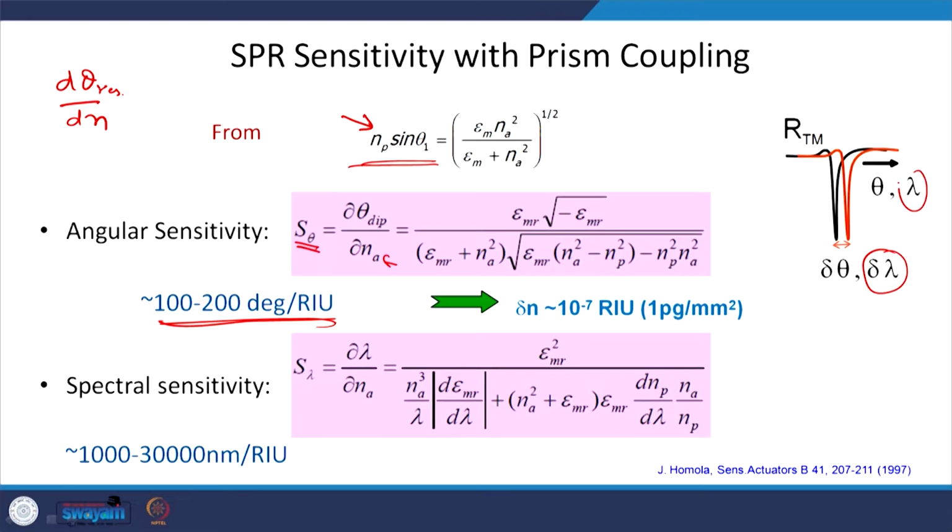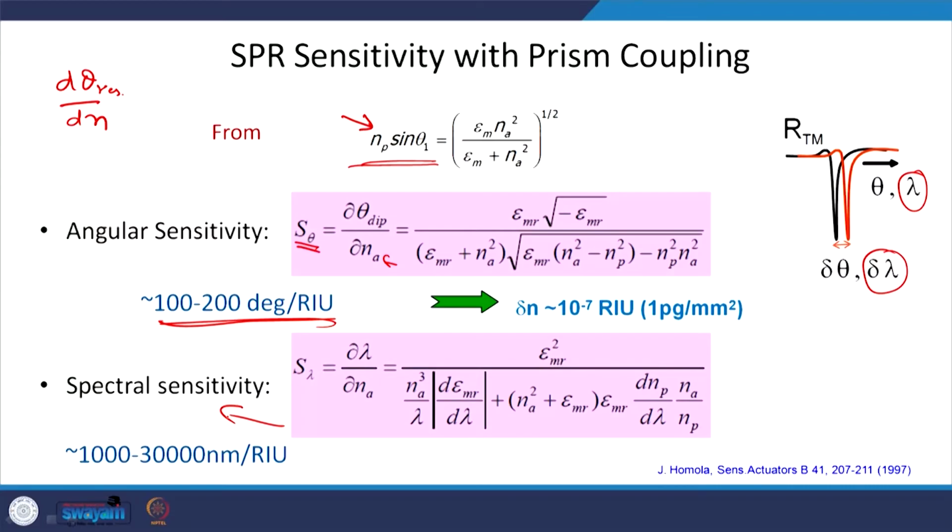Another way of doing that was measuring the change in lambda resonance. So, you calculate the spectral sensitivity, d lambda by dNa, and you end up with this relation, and the sensitivity comes about 30,000 nanometer per RIU, an unprecedented sensitivity. You can go to 10 to power minus 7, 10 to power minus 8, the 7th or 8th decimal place of the refractive index value, it can measure the change.